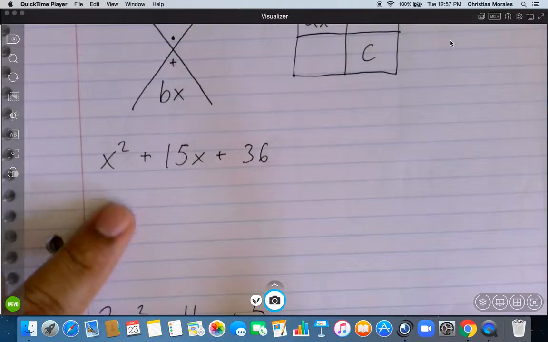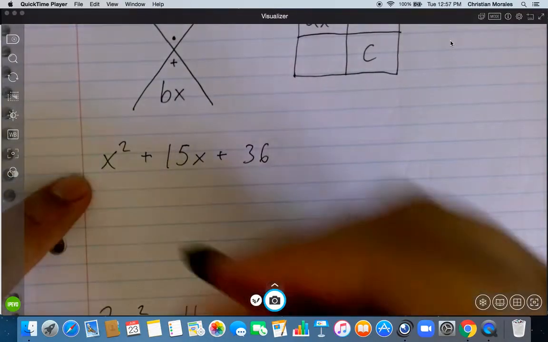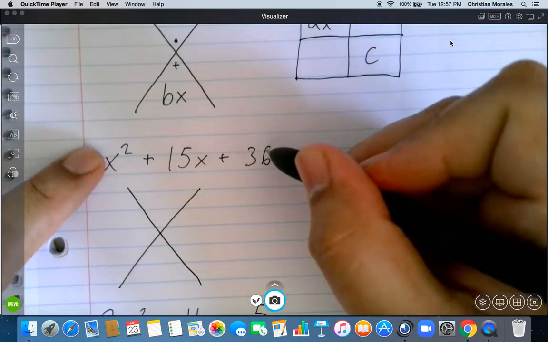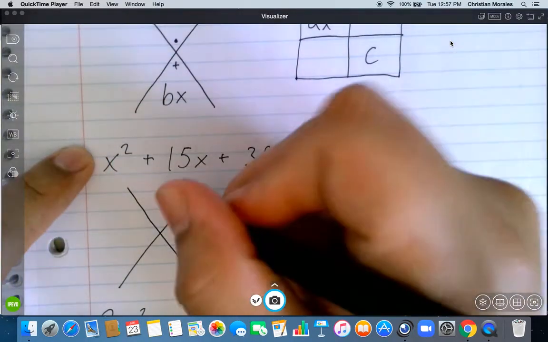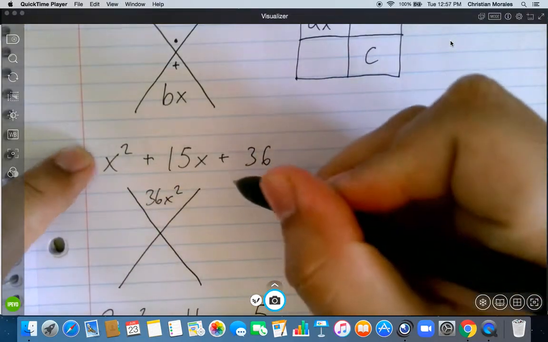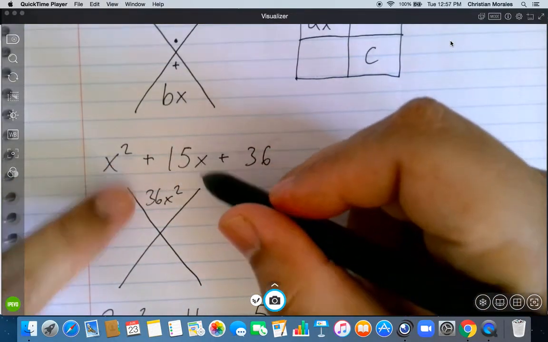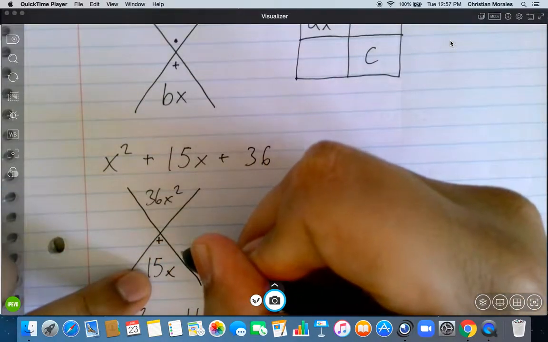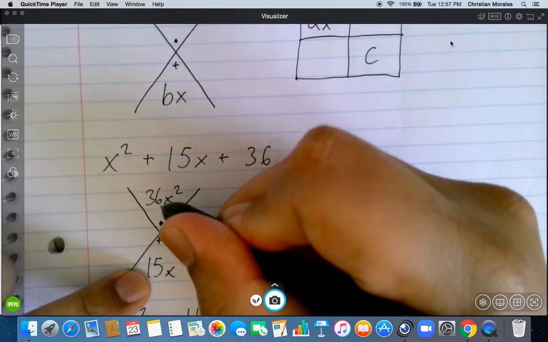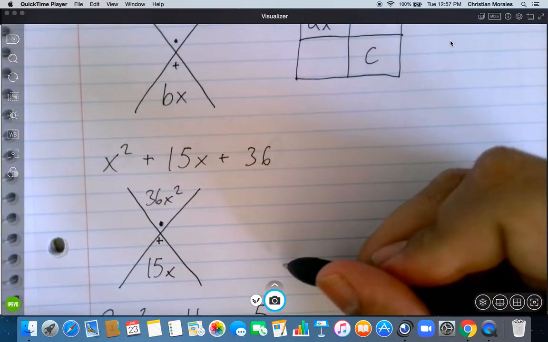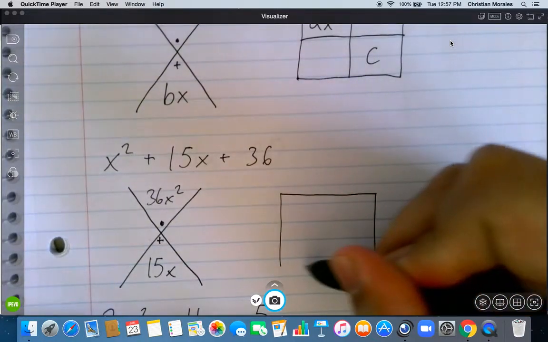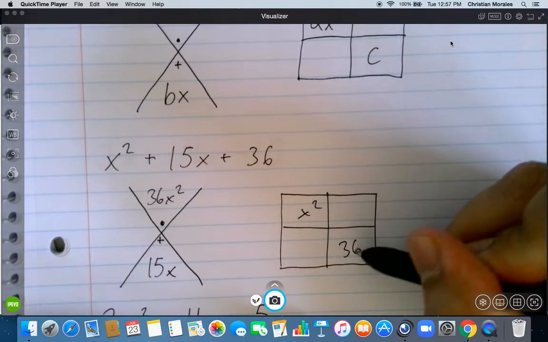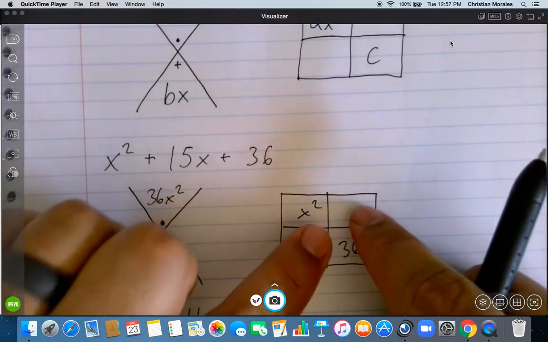So x squared plus 15x plus 36. Here's how I'd set it up. Take the first term and the last term, which is x squared times 36, and you'll get 36x squared. The 15x, the bx, goes down here. However you're going to split this up, it has to multiply to make this. Then once you do that in your area model, you know x squared goes here, you know 36 goes here, but however you split it up, that's going to go in the other 2 squares.